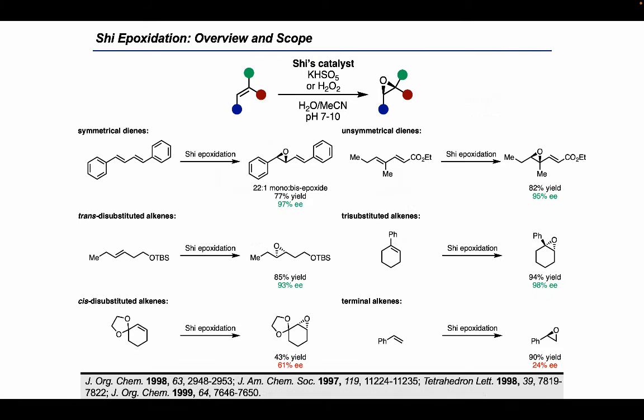Let's take a look at some of the examples of this epoxidation that have been reported in order to get a feeling for the relative breadth of applications this can be used for. Symmetrical dienes as well as unsymmetrical dienes have been shown to be excellent substrates for this reaction, as have trans-disubstituted and tri-substituted alkenes. Cis-disubstituted and terminal alkenes are often problematic categories for this asymmetric epoxidation.